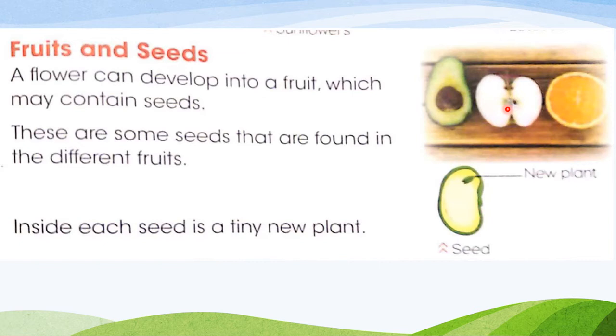The seed of a mango is large in size, but the seeds of apple and oranges are very small in size.